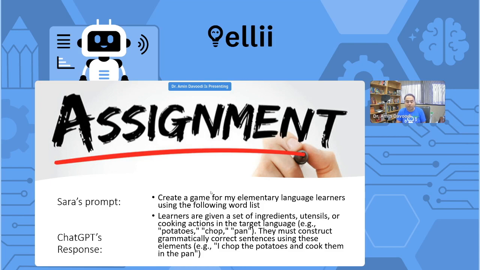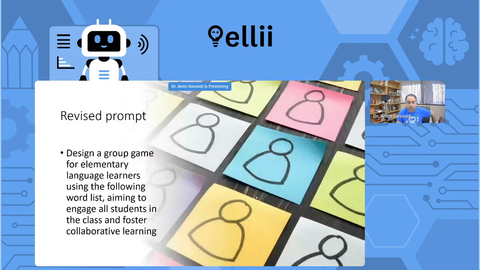Create a game for my elementary language learners using the following word list. I didn't paste the list, but it was a very long list of words related to cooking and kitchen and everything like that. And this is what happened. This is ChatGPT's response. Learners are given a set of ingredients, blah, blah, blah. They must construct grammatically correct sentences using these elements. I chop the potatoes and cook them in the pan. So basically asking the students to make sentences with the word list, which is not that creative, which is true.